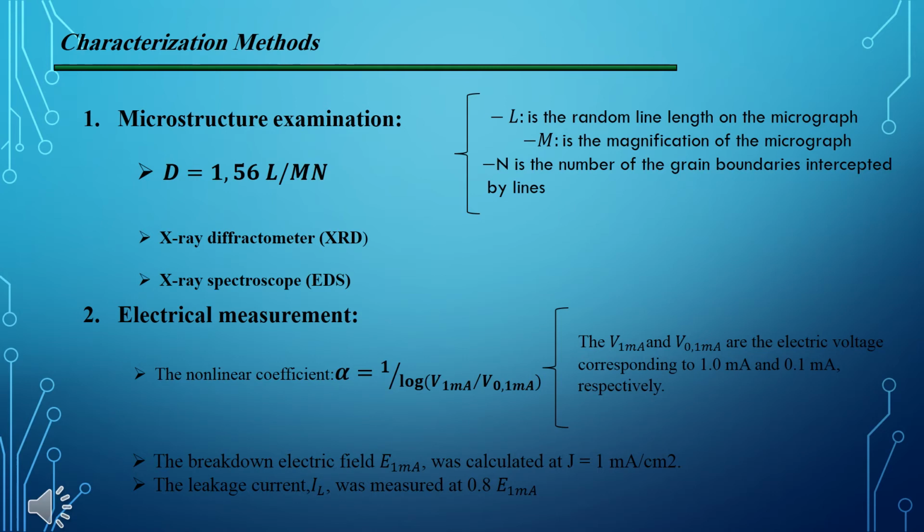The nonlinear coefficient alpha was obtained from the equation alpha = 1 per log of V at 1 milliampere over V at 0.1 milliampere. The breakdown electrical field was measured at a current density of 1 milliampere per centimeter square, and the leakage current density was measured at 80% of the breakdown electrical field.